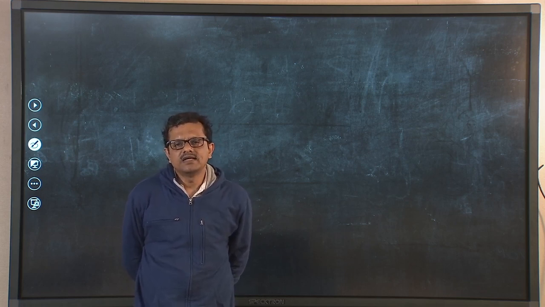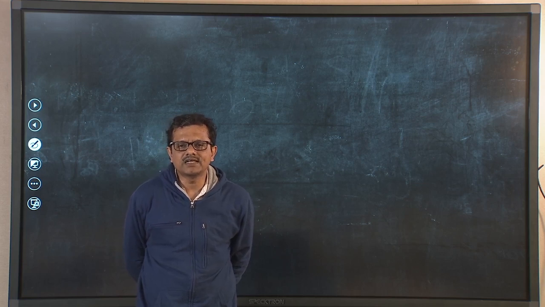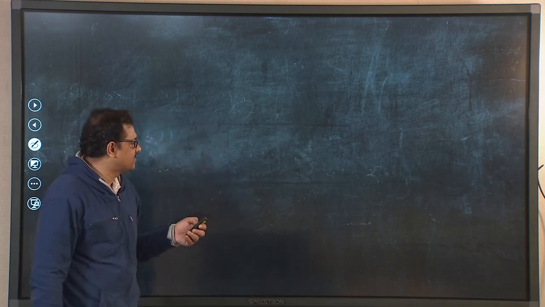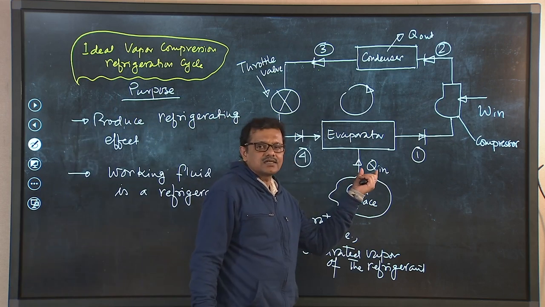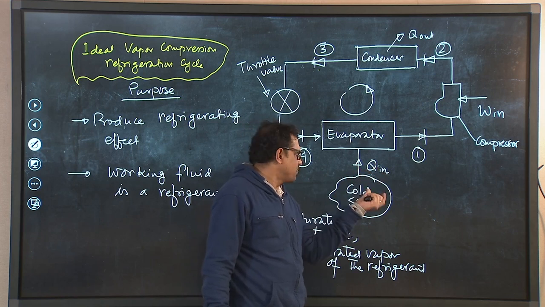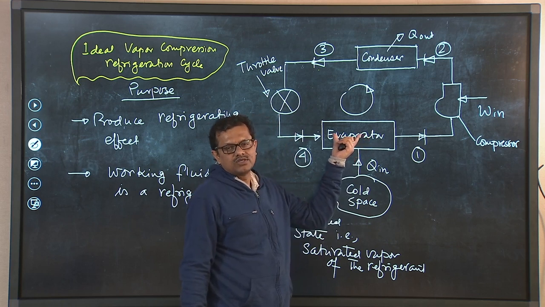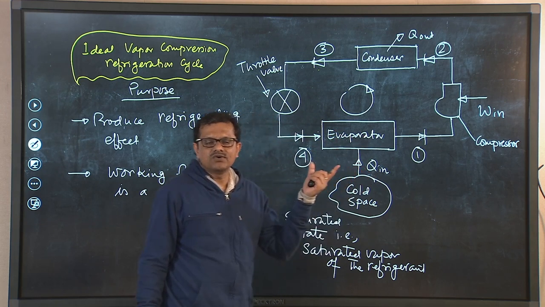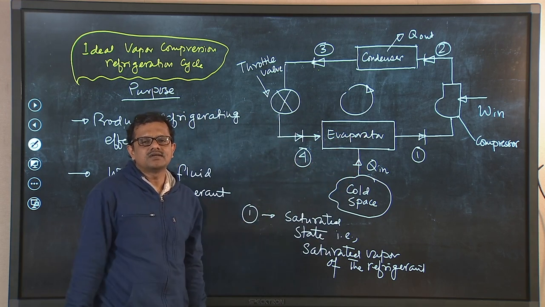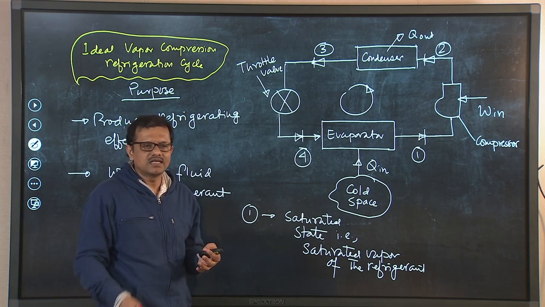We need to obtain the refrigerating effect, or refrigeration effect. What is that? If we look at the schematic, the refrigerating effect is essentially the extraction of energy from the cold space per unit mass flow rate of the refrigerant. Typically, that effect is expressed in terms of tons of refrigeration. I will be discussing this.